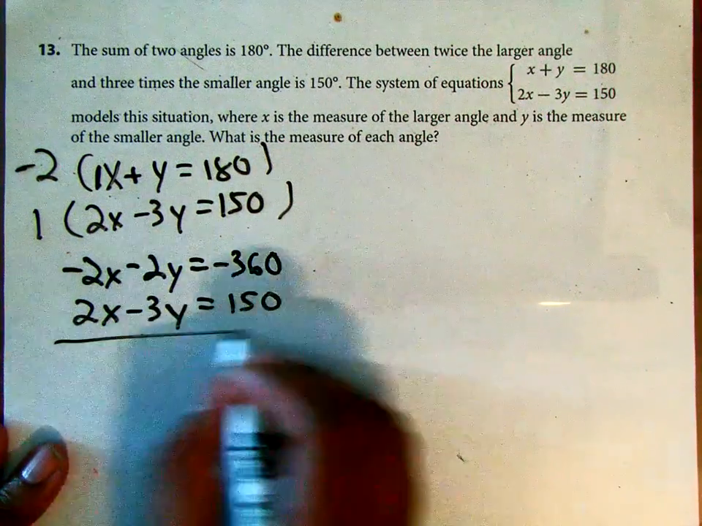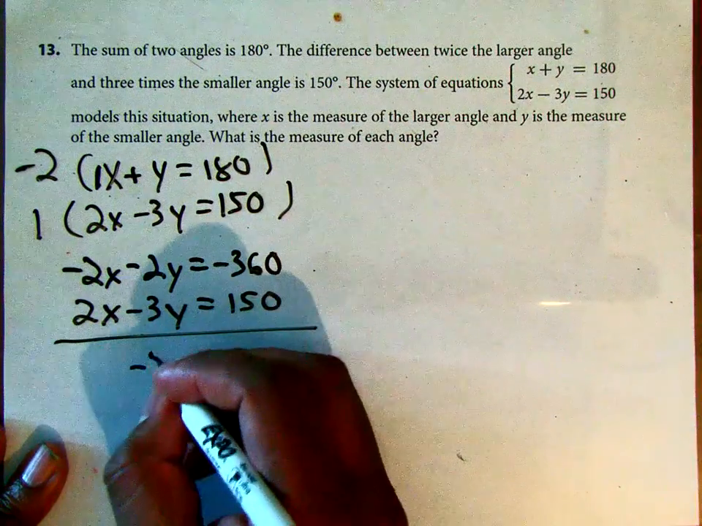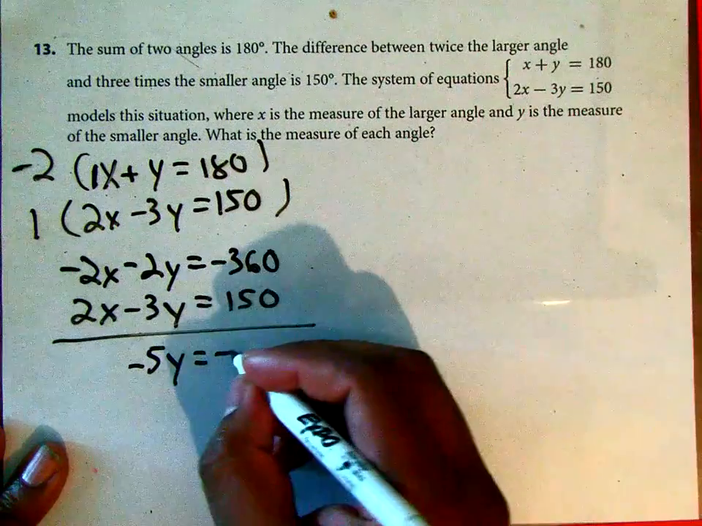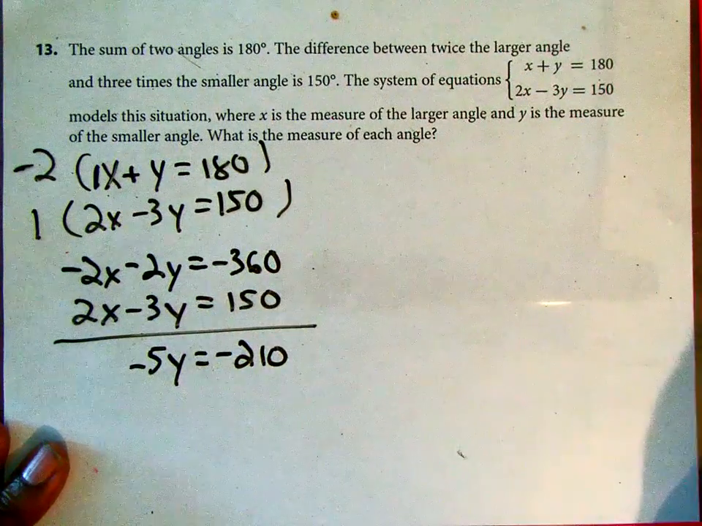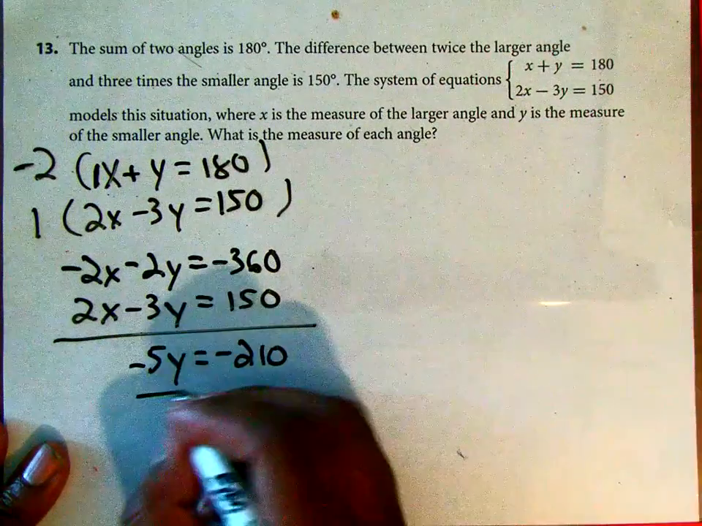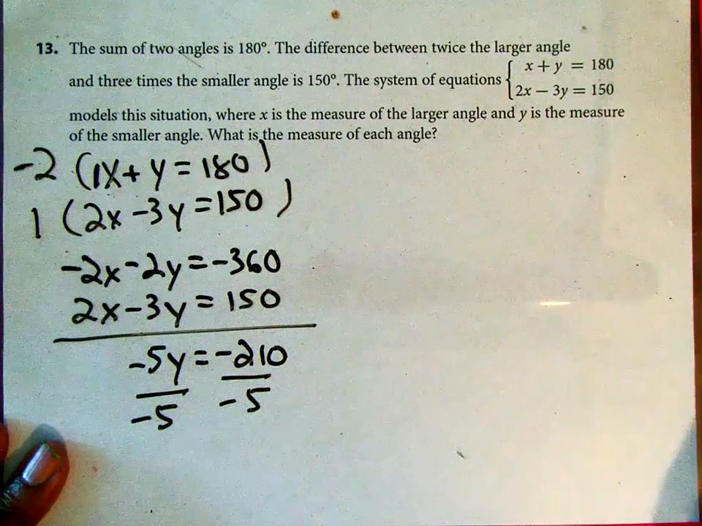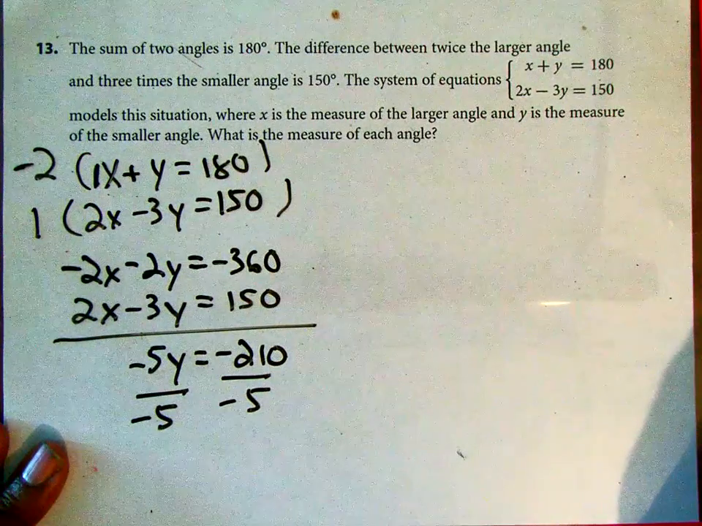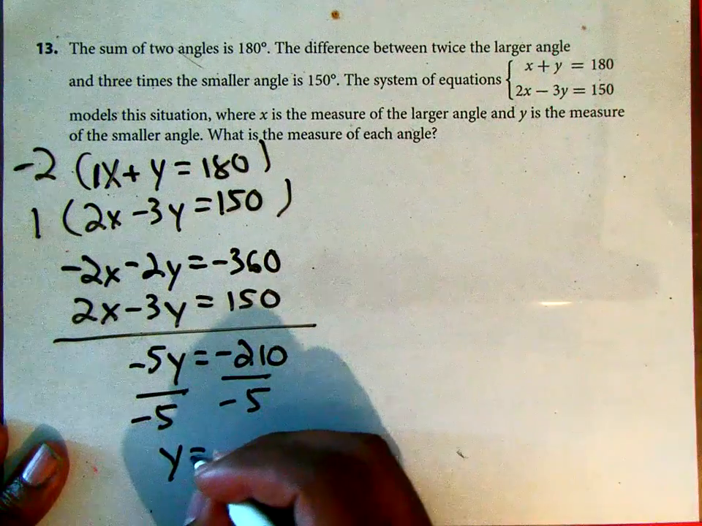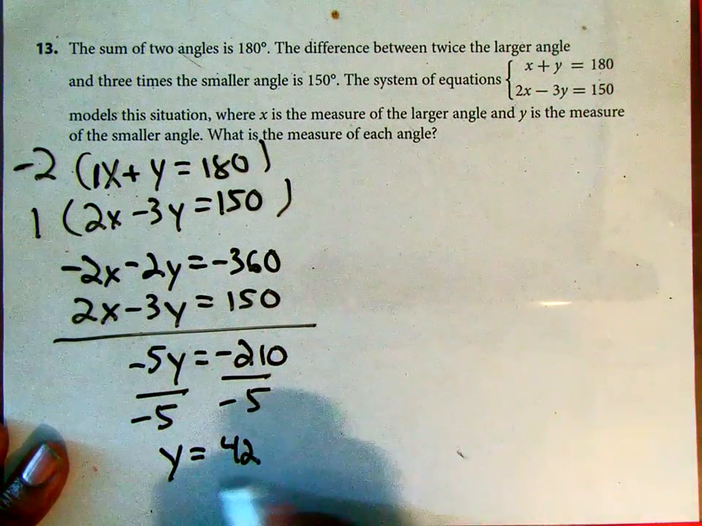Now I'm going to go ahead and add. The x's will cancel out, and I'll get a negative 5y is equal to a negative 210. Now I'm going to divide by negative 5, and y is equal to 42. So the smaller angle is 42.